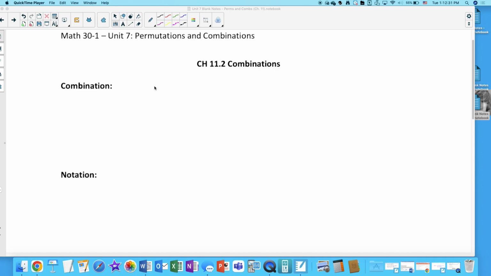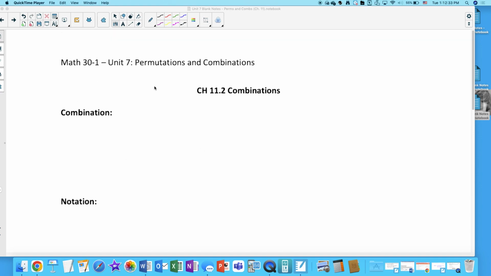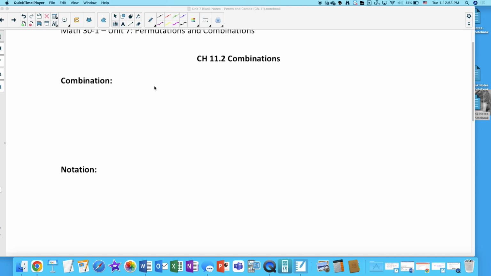All right, so combinations. Everything that we've looked at in terms of the specific examples from 11.1, although we talked about what a combination is, all of those examples were permutations. They were situations in which order mattered. A combination is not so much an arrangement, but a grouping of objects where the order of the grouping doesn't matter.